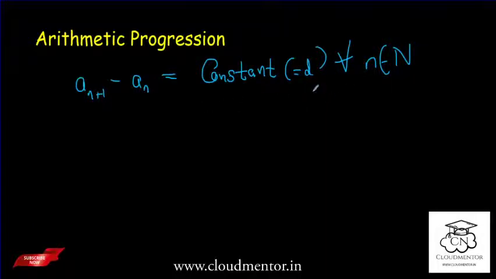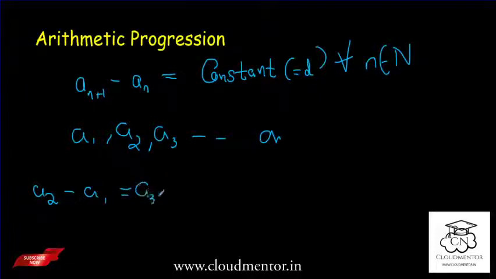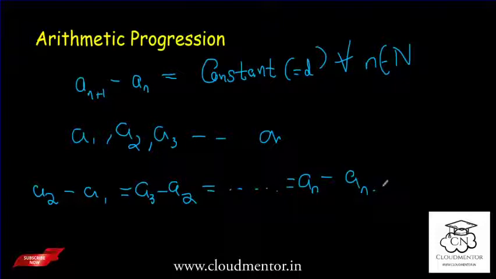An arithmetic progression is a sequence whose terms increase or decrease by a fixed number, and this fixed number is called the common difference of the arithmetic progression or AP. Okay, in other words, if a1, a2, a3, etc. up to an are in AP, then a2 minus a1 is equal to a3 minus a2, and so on, up to an minus a(n-1), all equal to the common difference d.